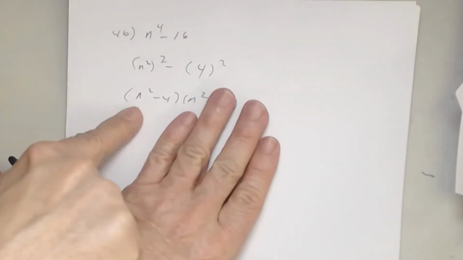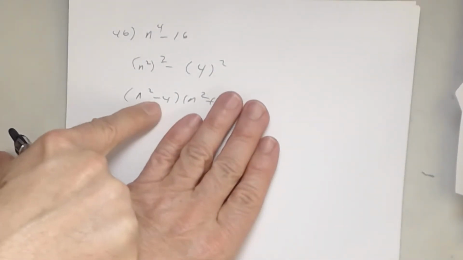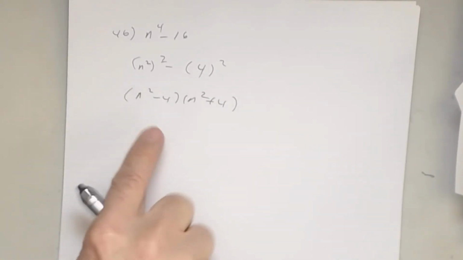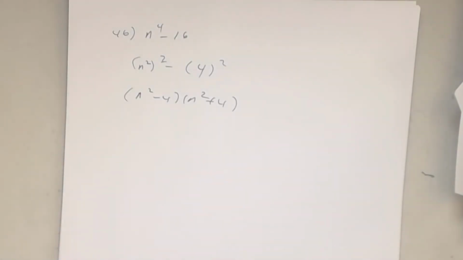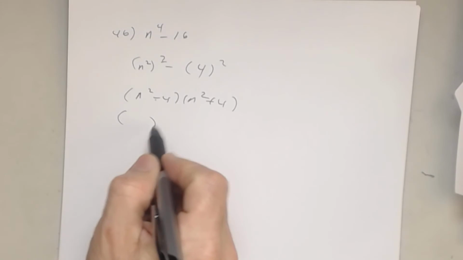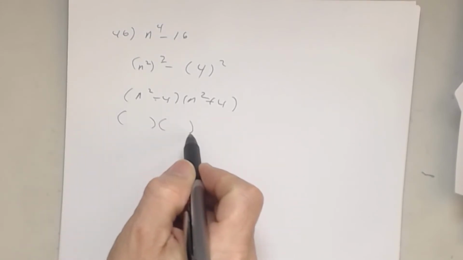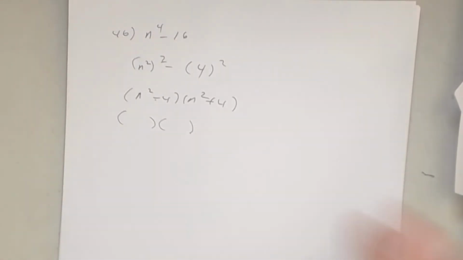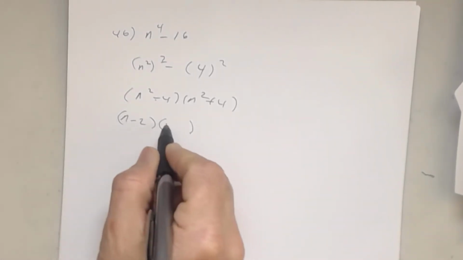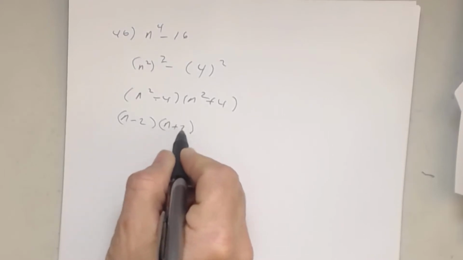But what do you notice about this? Say it again? You can, because that's the difference of what? 2 squares. So you always want to see if you can go further. So notice that this is the difference of 2 squares, so I can factor this further. So how many binomials will be my factors in this answer? 3. So it'll be n minus 2 times what? N plus 2 times what?